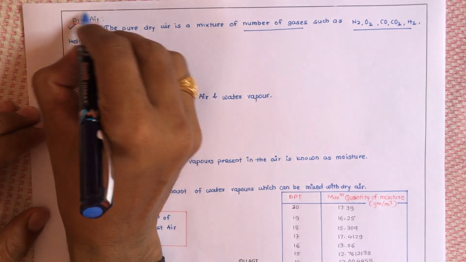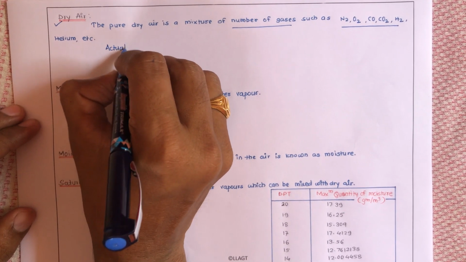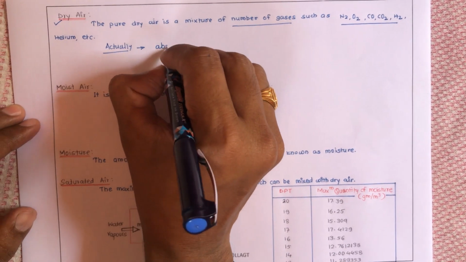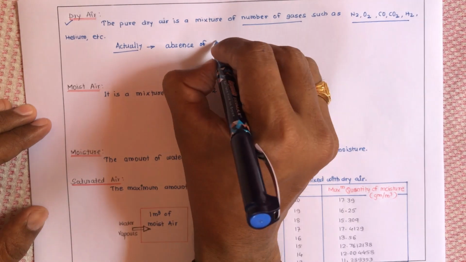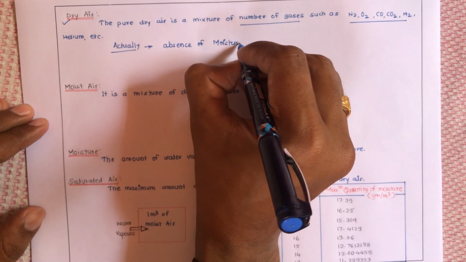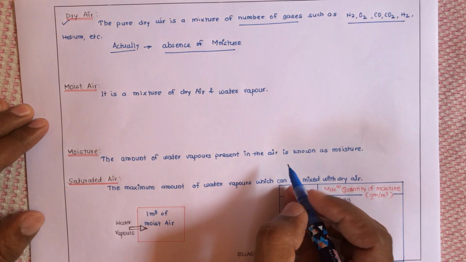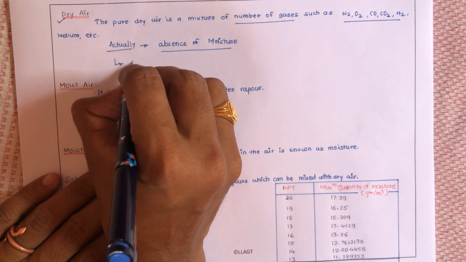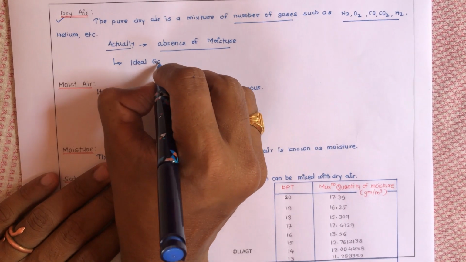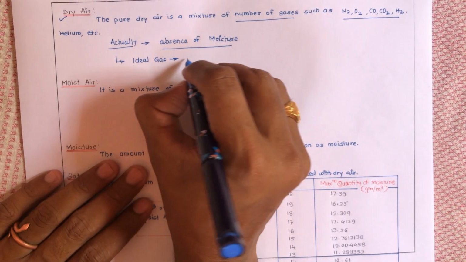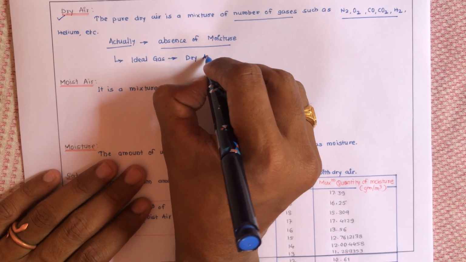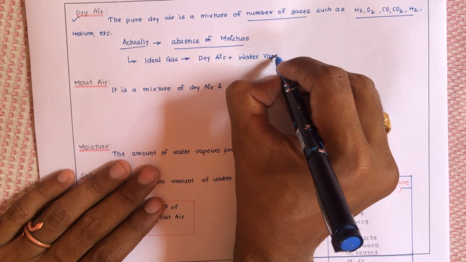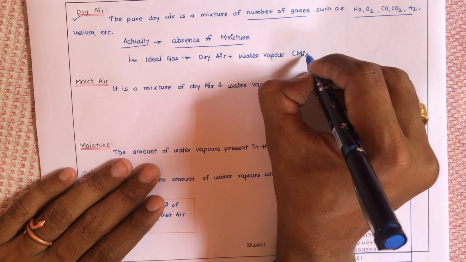Now, this dry air is actually not present in nature. Dry air means the absence of moisture, and practically it is not possible to have the absence of moisture. So in all applications, while calculating, we consider air as an ideal gas, and that ideal gas is a mixture of dry air plus water vapor, or we can say water vapor as moisture.